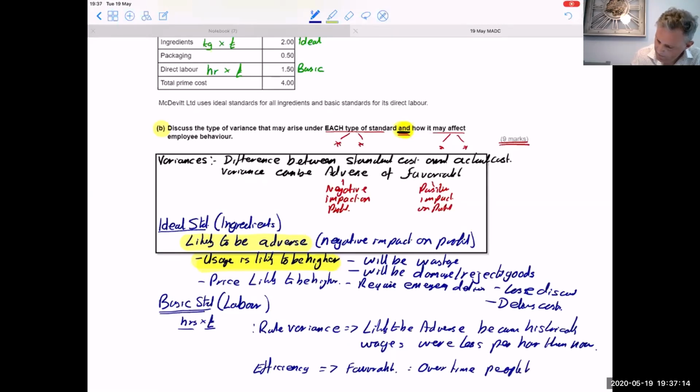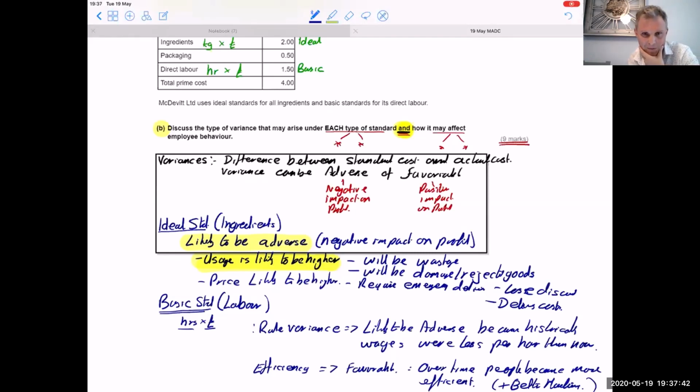people become more efficient. I'm just going to make a little note here. It's quite a rubbish note. Plus, we tend to have better machinery. Over time, our machinery gets better. We know computers get better, but production machinery also improves over time.